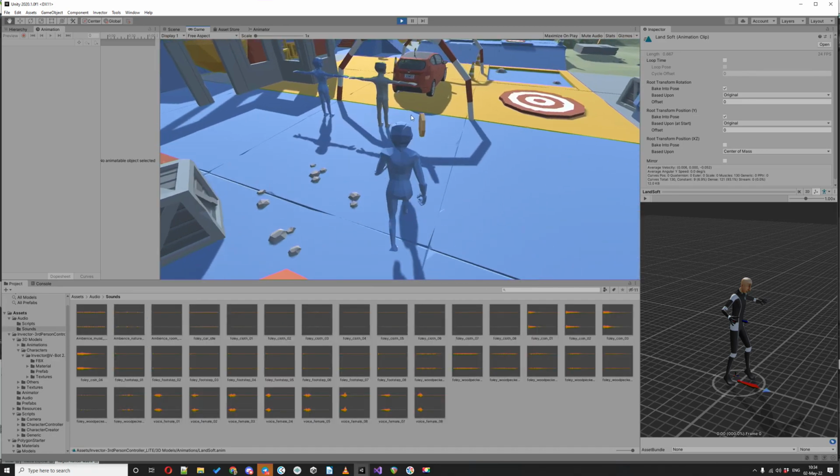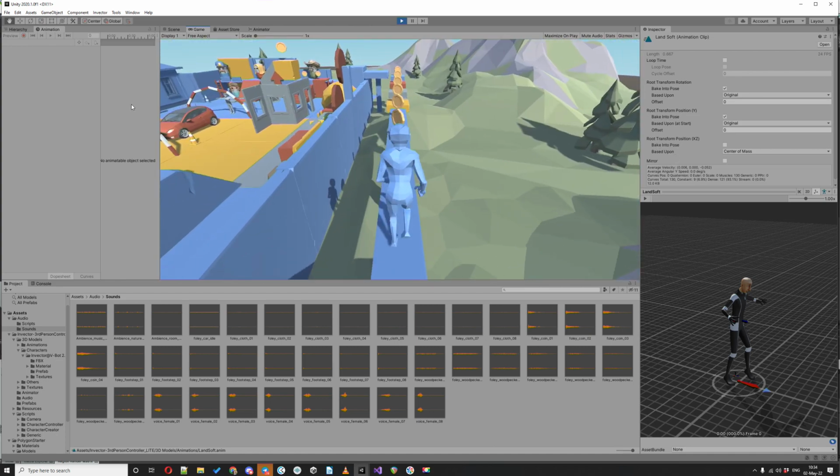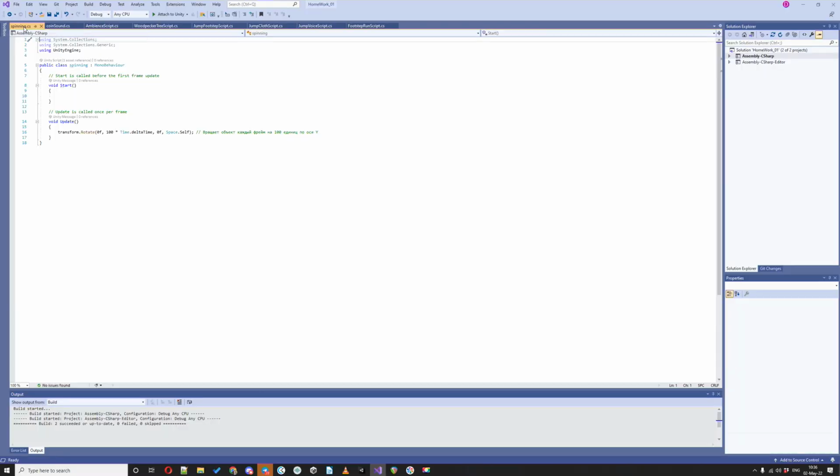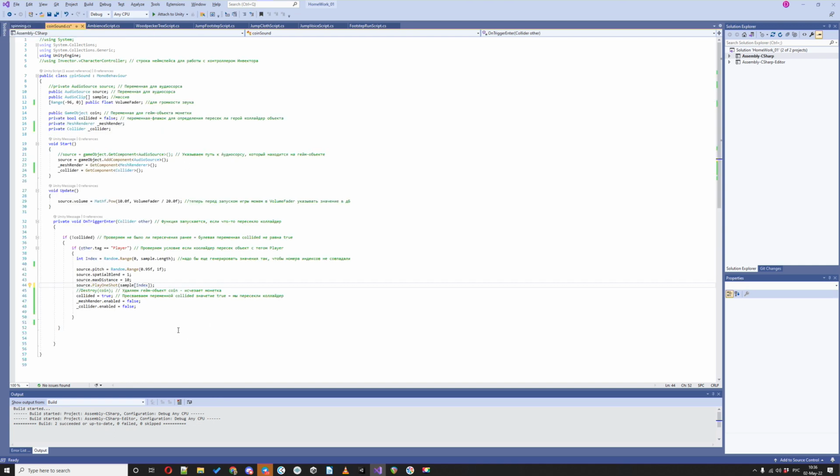Coins. Here I had to be not only a sound designer. First, I added a rotation script to the prefab of coins. Next, I tried to make a coin sample playback and its disappearance through the destroy function at the same time.